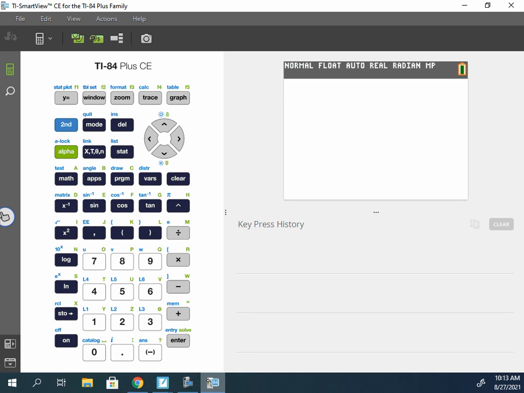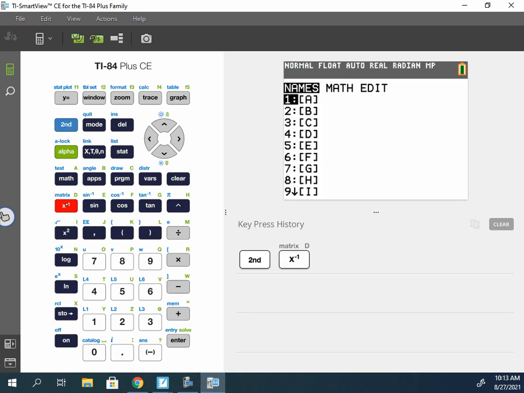So the first thing we want to do after you turn it on is go second matrix. Second matrix, and it's going to be written in blue.